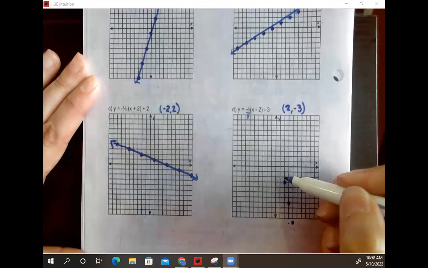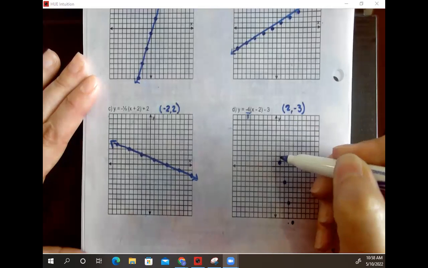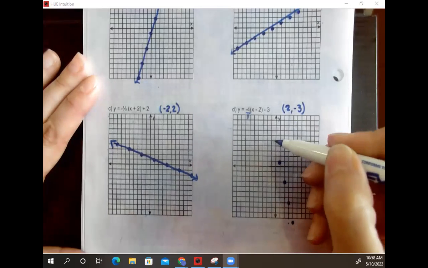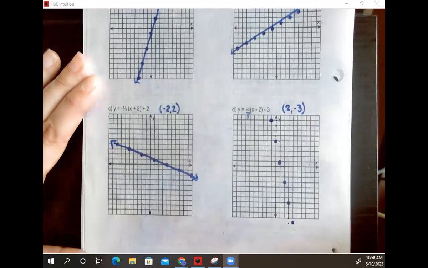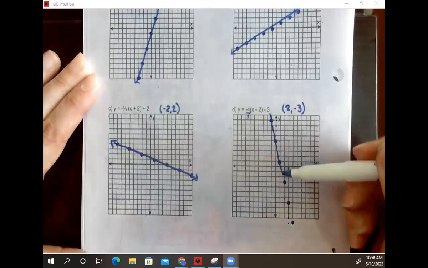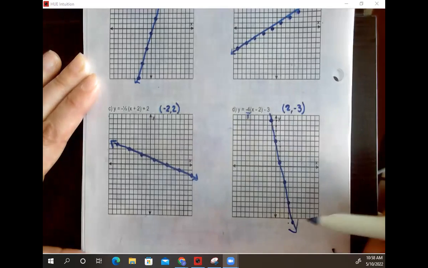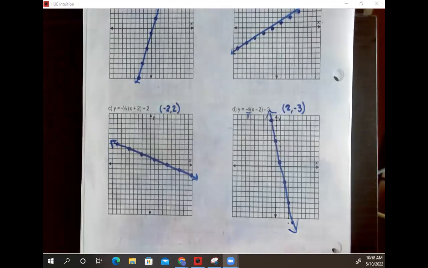And then reverse my directions. Up 4, back 1, and repeat. Once you've got your points plotted and you've filled your coordinate plane, go ahead and connect your points. Throw your arrows on the end. Questions for me graphing from point slope form?